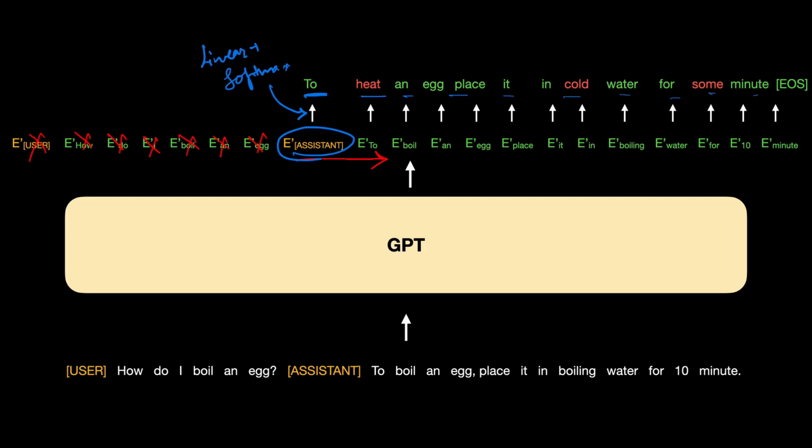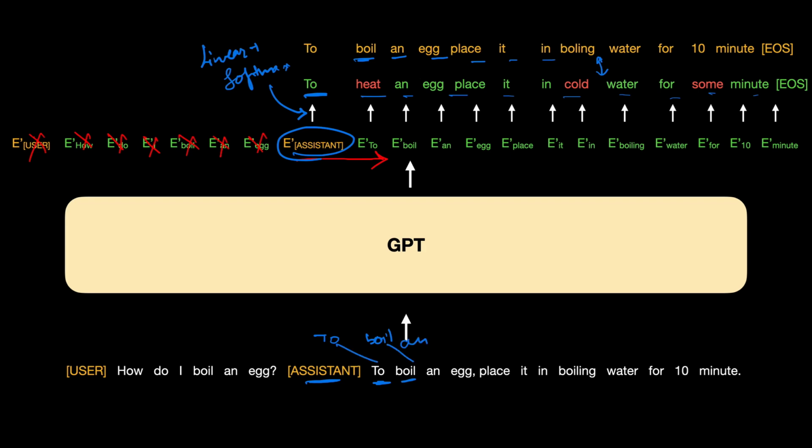Some of these predictions could be wrong. We compare these predictions with the actual tokens that it should have predicted, and then we calculate the loss between them. We use this loss to update the model weight parameters in the backpropagation step. Notice how the target labels are left shifted, which means that the target for this is the word to, the target for this is the word boil, the target for this is the word an. So all the tokens are left shifted by one place. It is because we are training the model to predict the next word.